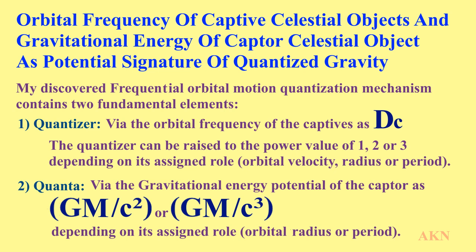First, the quantizer via the orbital frequency of the captives, dc. This quantizer can be raised to the power of 1, 2, or 3, depending on its assignable orbital velocity, radius, or period. Second, the quanta via the gravitational energy potential of the Captor, GM over c squared or GM over c cubed, depending on its assignable orbital radius or period.